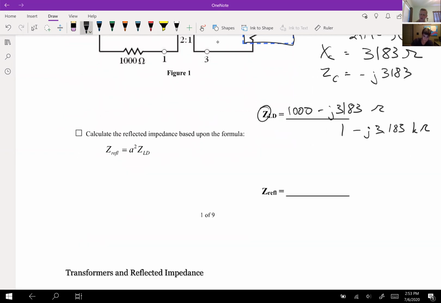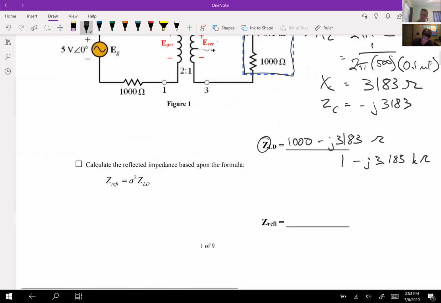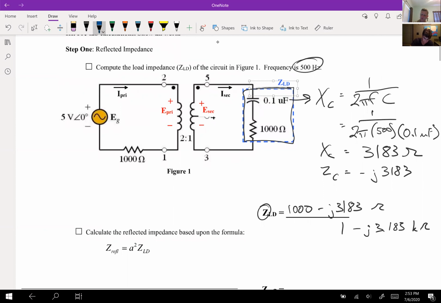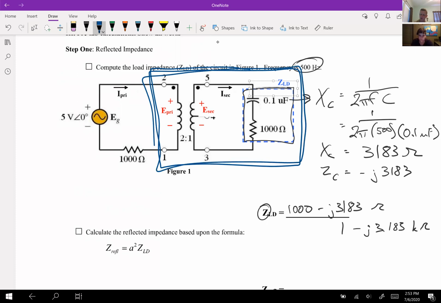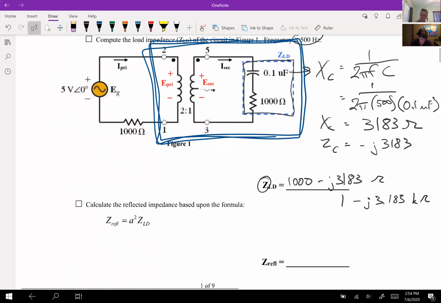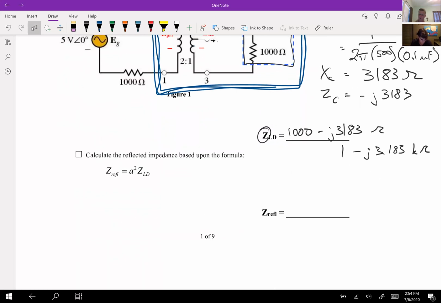So this Z reflected. The first time that you see a transformer problem, you can just put it all in a box. So let's put it in a big blue box. Everything on this side of the circuit can go into a box. And that box will look like, we'll draw it below, but let's solve for it first.